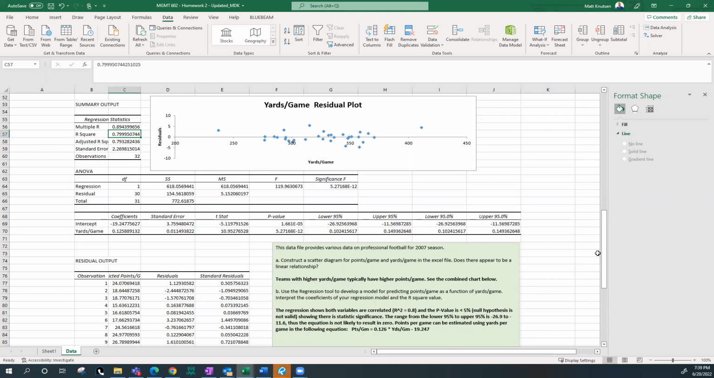And then here's our formula. Points per game can be estimated by using yards per game in the following way: points per game equals that times yards. Okay.